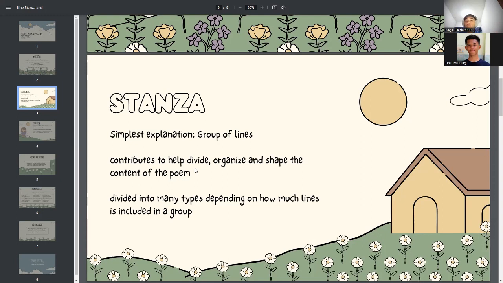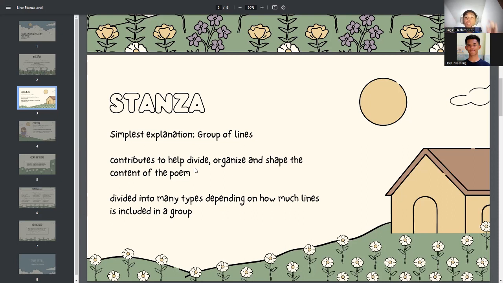It basically contributes to helping organize and shape the content of the poem. What we mean by this is that a stanza is like a house, right? One house hosts a family of maybe four or five, and so on. This one family will always be related to each other. They always have something similar, or rather connected together. And that's what a stanza is.